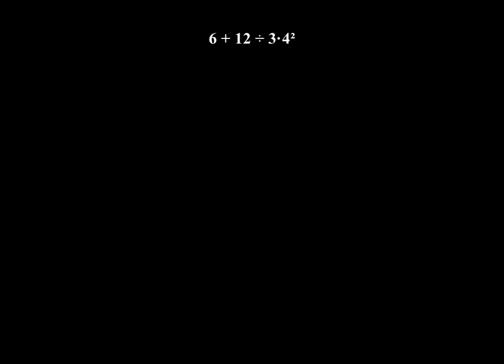So here's an example. I just want to go straight through. I'm looking for parentheses. I don't have any, but I do see exponents, so I'm going to do that. Everything else will come straight down. 6 plus 12 divided by 3 times 16. Be careful here. What tends to happen is sometimes people do 3 times 4 first. This exponent is only attached to that 4. This multiplication comes after that exponent, so we're going to do that first.